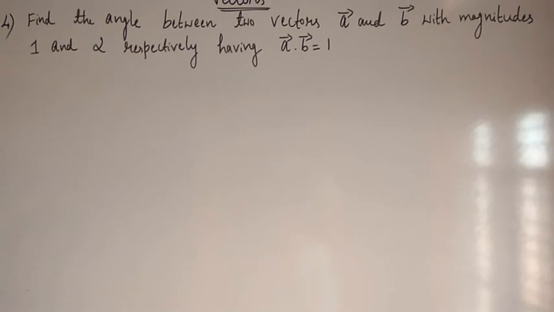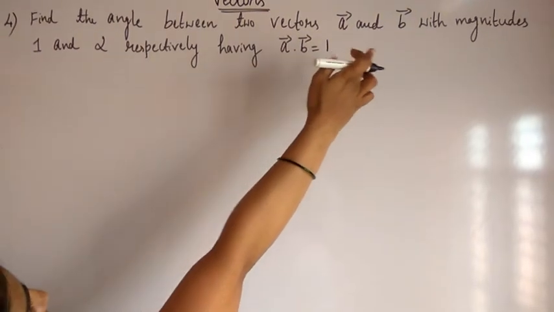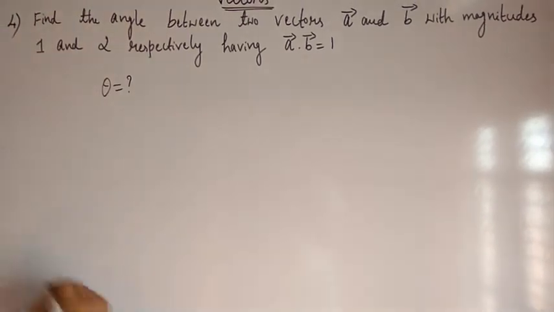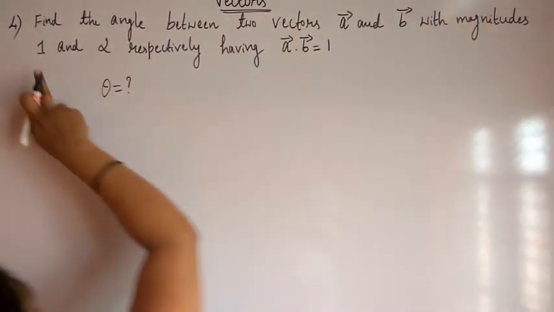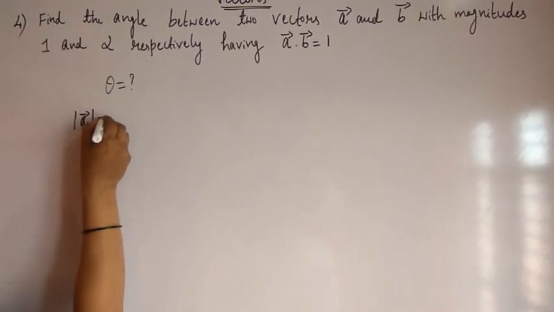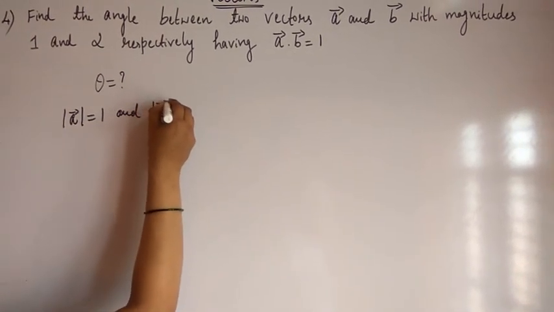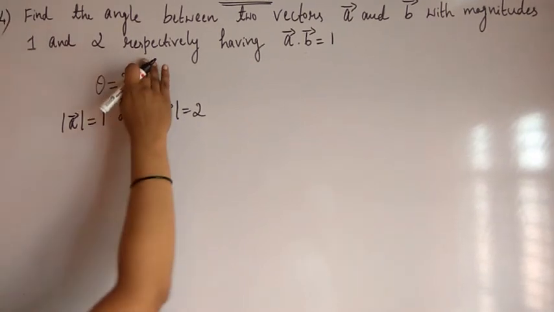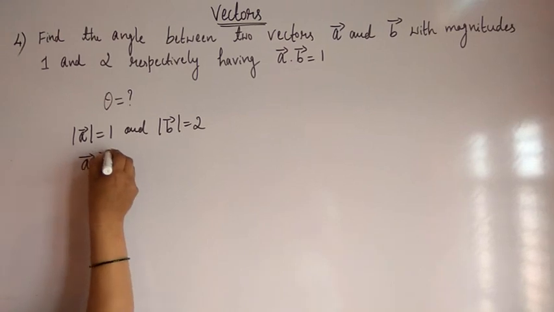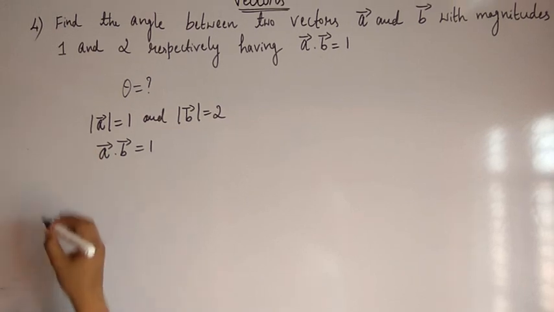So next one, find the angle between two vectors, vector A and vector B. Again, we have to find the angle theta, okay, with magnitudes 1 and 2. So here given magnitude of vector A is 1 and magnitude of vector B is 2, okay, respectively, having vector A dot vector B equals 1. Again, by using the same, previous problem is similar to this problem, right?